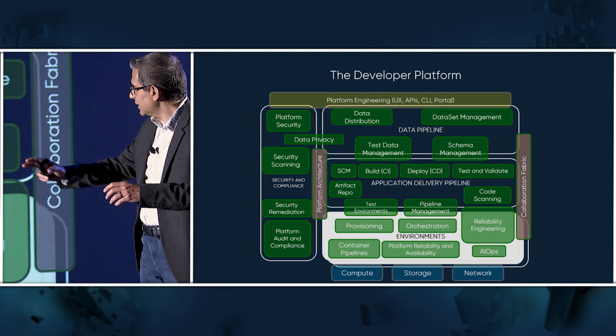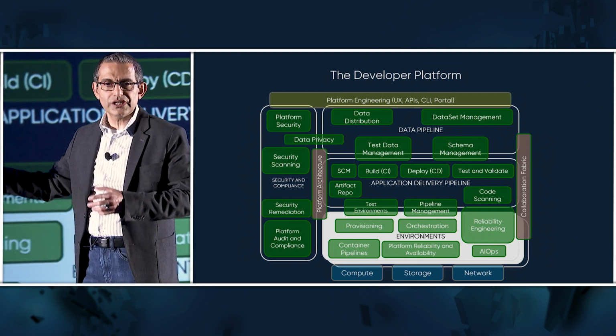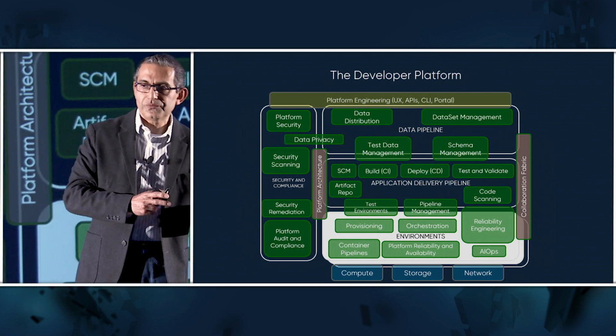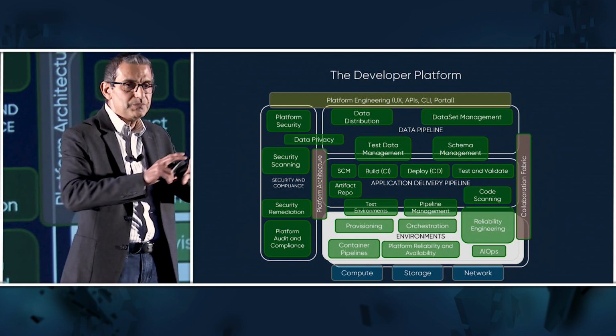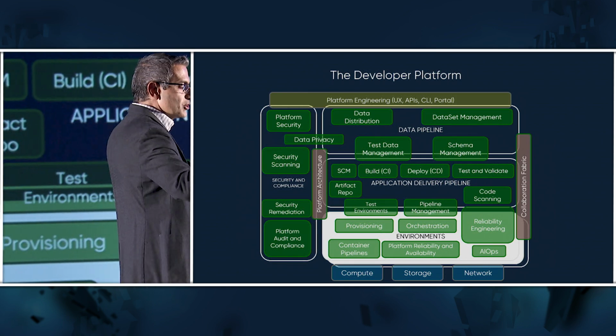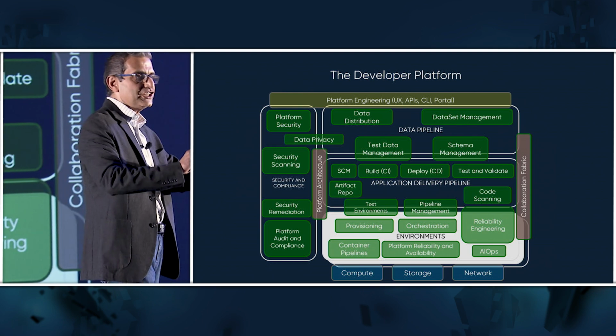For environments, you need provisioning, orchestration, AI, observability. How do you do a container pipeline versus a VM pipeline? If you have mainframes, how do you handle pipelines for your mainframe so that it can be built and managed all via APIs? How do you make it reliable? How do you manage cost, right?